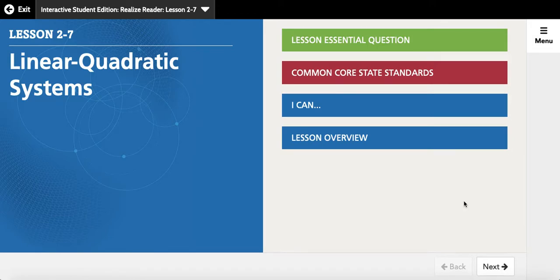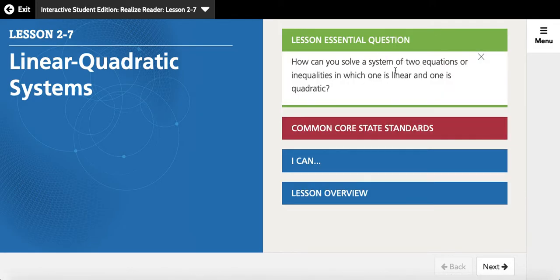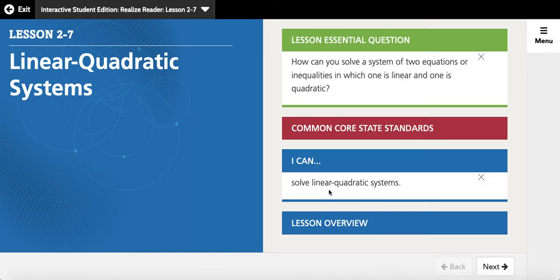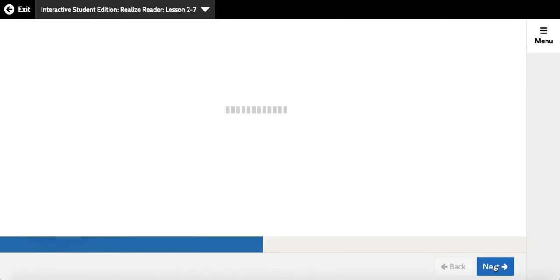Okay, Algebra 2 students, here's the first video for section 2.7, linear quadratic systems. How can you solve a system of two equations or inequalities in which one is linear and one is quadratic? In the end, you'll be able to solve linear quadratic systems.